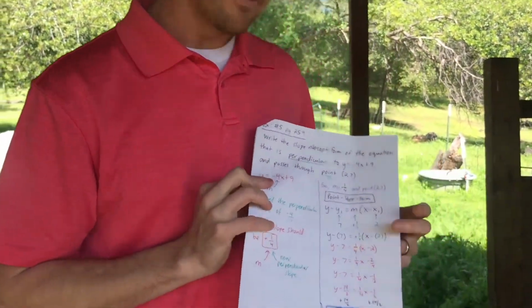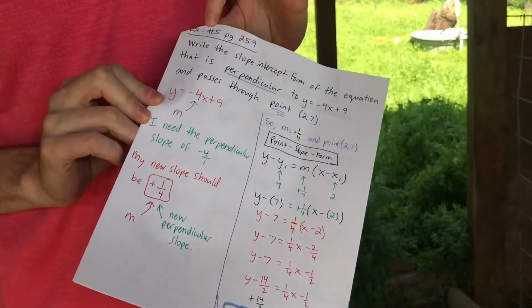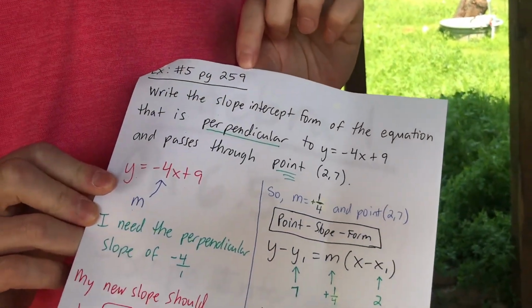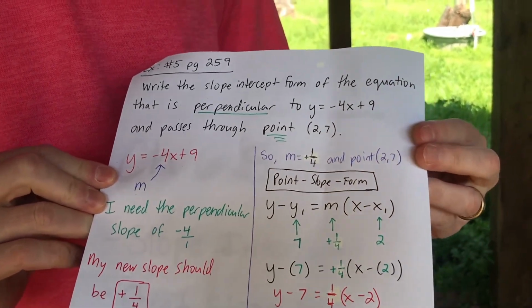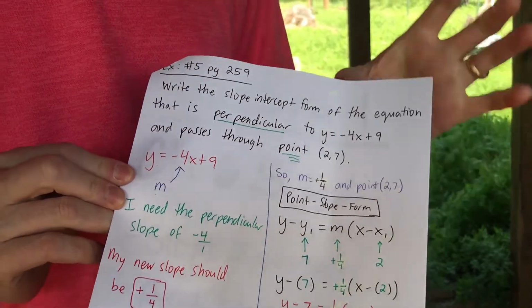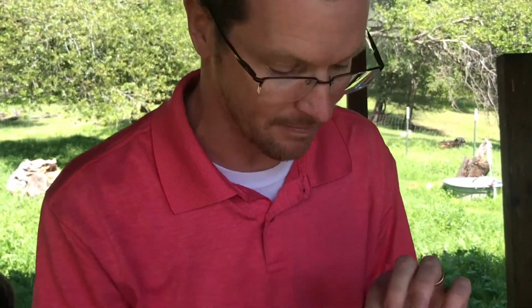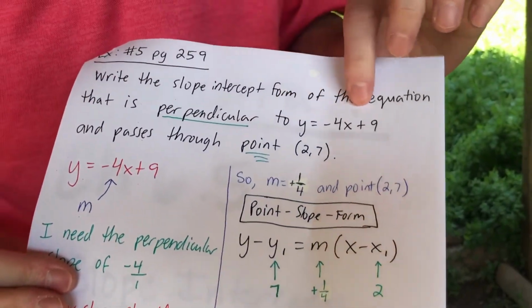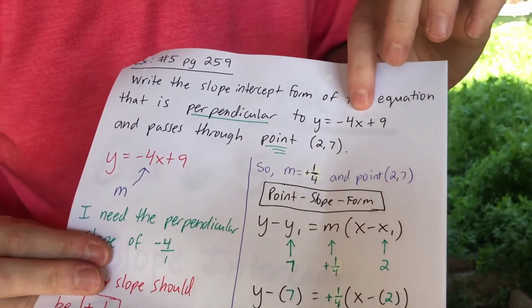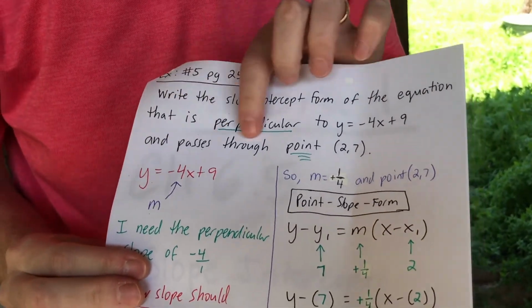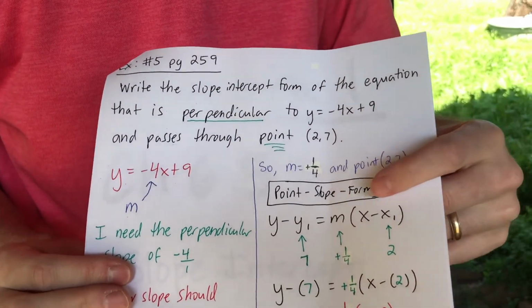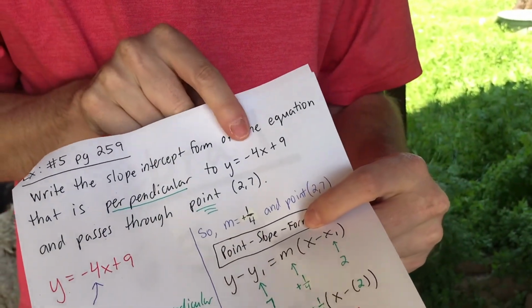But what I want to do here, I don't know if you guys can see this, on example 5 of page 259, it says, write the slope-intercept form of the equation that is perpendicular. What does perpendicular mean? It means the complete opposite slope. You've got to flip it over and change the sign. So perpendicular to this line, y equals negative 4x plus 9, and it has to pass through the point (2, 7). So it has to be perpendicular to negative 4.